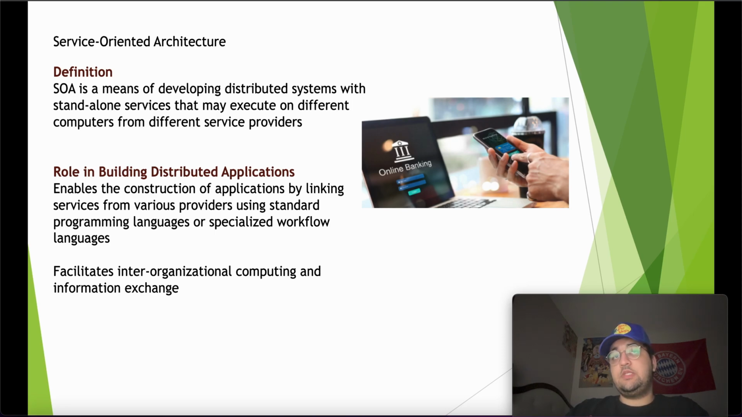Also, there's loose coupling. This means that each service interacts with each other through interfaces, but they're not dependent. They're not relying on different components or different services. So this allows for plug and play. Basically, you could add services, you could take away services depending on the use case that you want to provide.